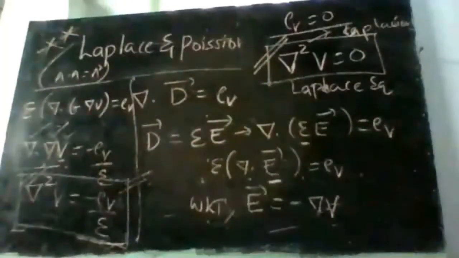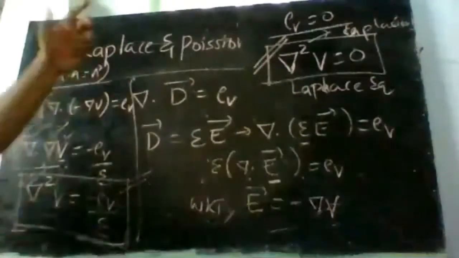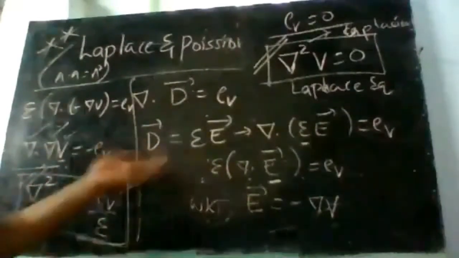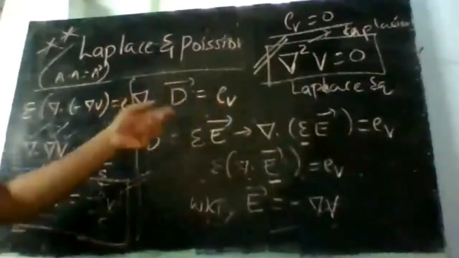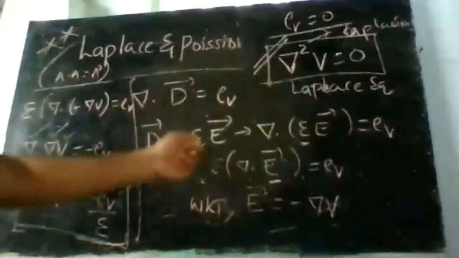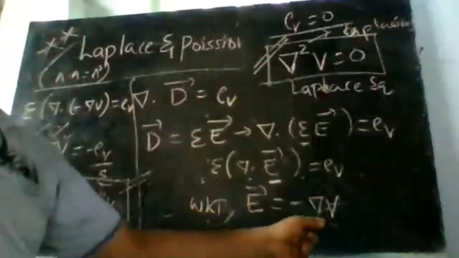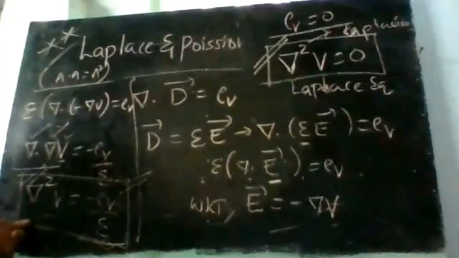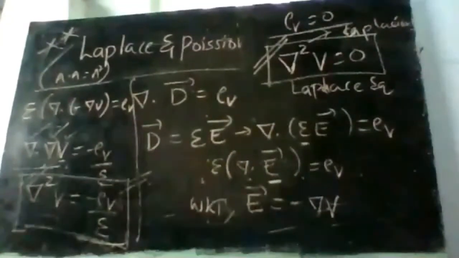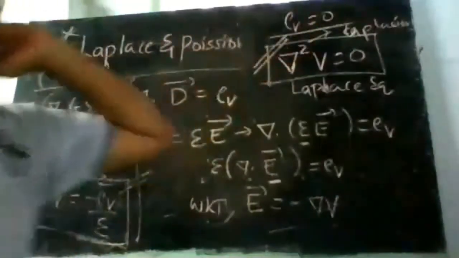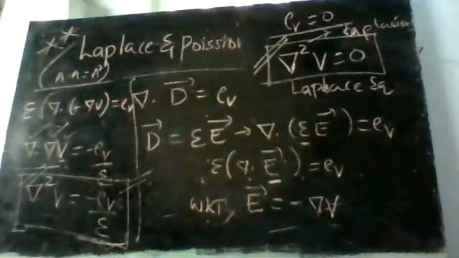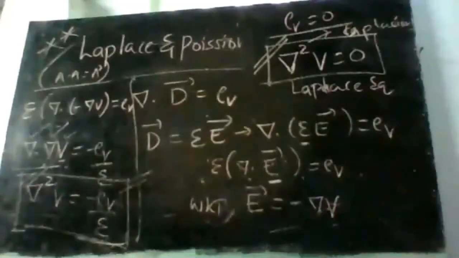Any doubts in this? As I said, these both are the same, and the derivation has no complicated steps. Del dot d bar is equal to rho v, d bar is nothing but epsilon into e bar, and e bar is equal to minus del v. So we get del square v is equal to minus rho v by epsilon, which is called the Poisson's equation. If rho v is equal to 0, that is a special case, and we get del square v is equal to 0, which is called the Laplace equation.